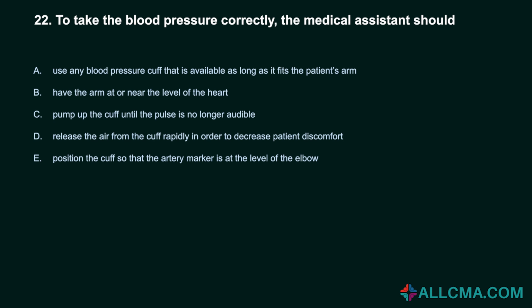22. To take the blood pressure correctly, the medical assistant should A. Use any blood pressure cuff that is available as long as it fits the patient's arm. B. Have the arm at or near the level of the heart. C. Pump up the cuff until the pulse is no longer audible. D. Release the air from the cuff rapidly in order to decrease patient discomfort. E. Position the cuff so that the artery marker is at the level of the elbow. Correct answer, B. Have the arm at or near the level of the heart.